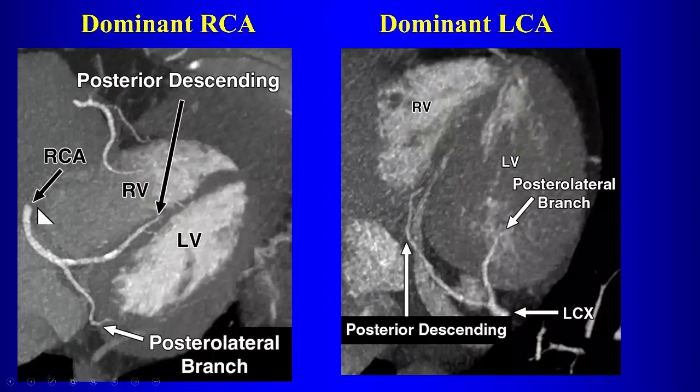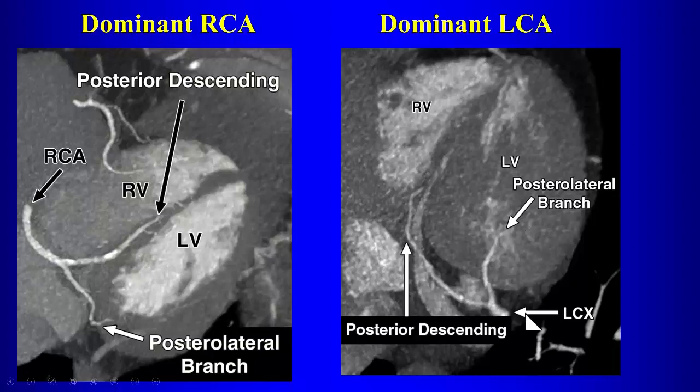So dominant right coronary artery, this is what we usually see. We're looking at the undersurface of the heart here. The right coronary artery comes around, supplies the posterior descending artery, and then here we have the posterior lateral branch, which continues to supply the posterior wall of the left ventricle.